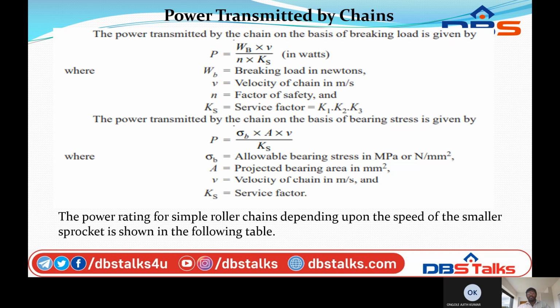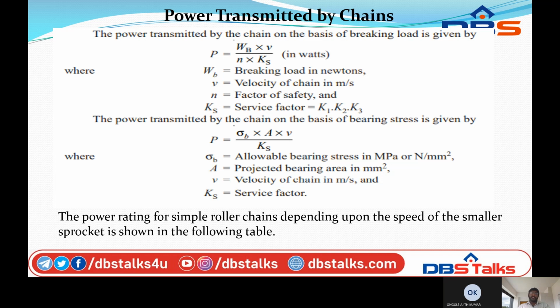So power transmitted by chains. How to transmit the power by chains? The power transmitted by chain on the basis of breaking load is given by P is equal to WB into V by N into Ks in watts, where WB is equal to breaking load in newtons, V is equal to velocity of chain in meter per second, N is equal to factor of safety, and Ks is equal to service factor, that is equal to K1 into K2 into K3.